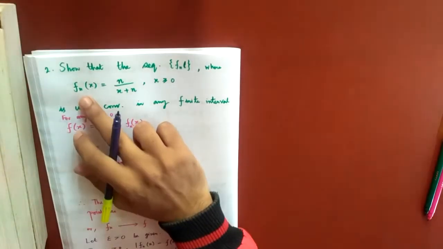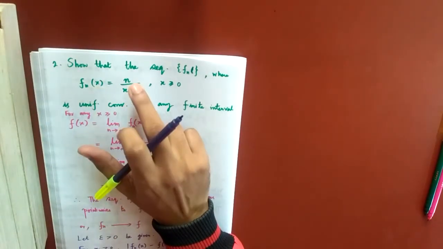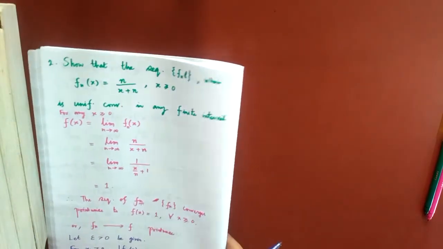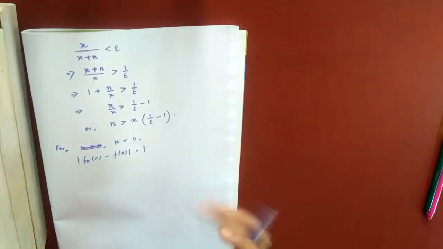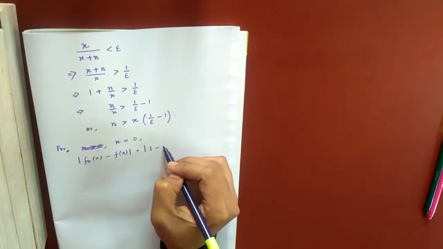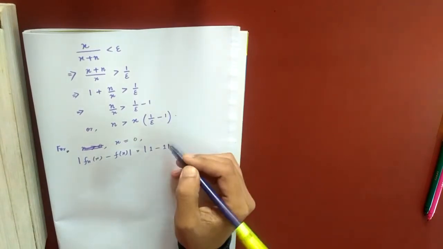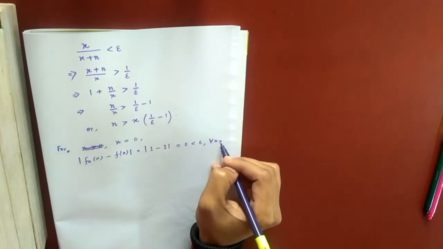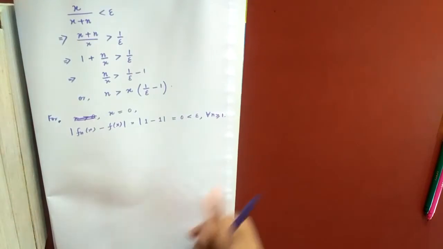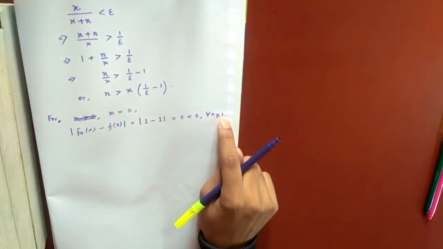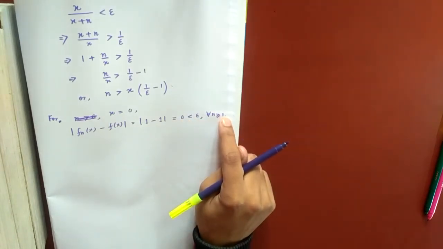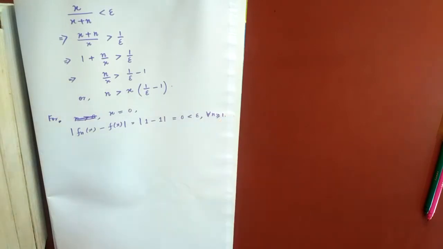So what is fn(0)? It is n by 0 plus n. N got cancelled. fn(0) is always 1. Minus f(0), which is 1. So this is 0, which is less than epsilon for all n greater than or equal to 1. So at 0, any natural number will work. This is true for any natural number more than 1, more than 2, more than 3, more than 10, more than 100. That will work. Getting my point?